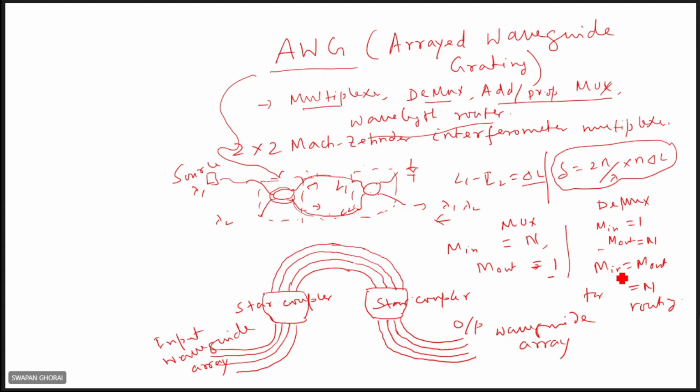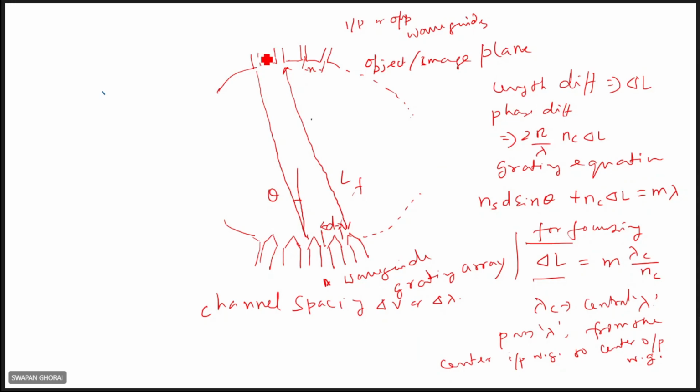And you see how light is actually being coupled here. It is based simply on the star couplers, which behave like lenses. This is the input-output waveguides, and this is the waveguide array in between. This acts with the star coupler at a focal length LF, and theta is the incidence angle.